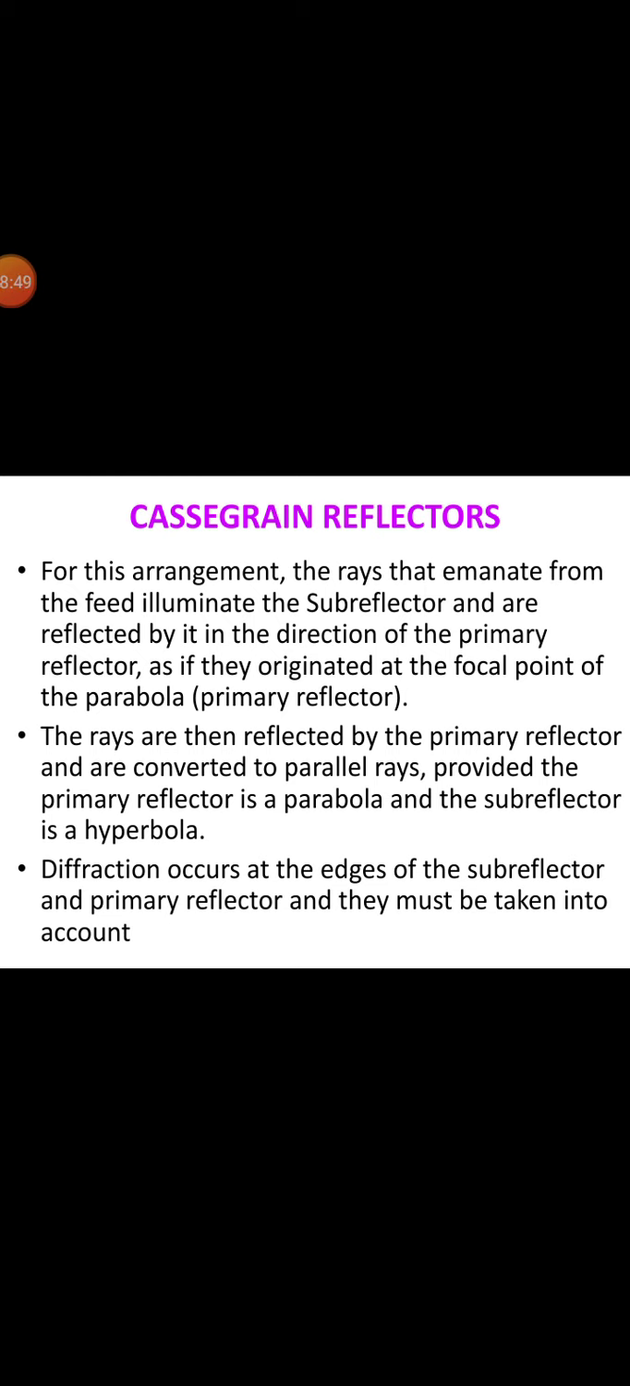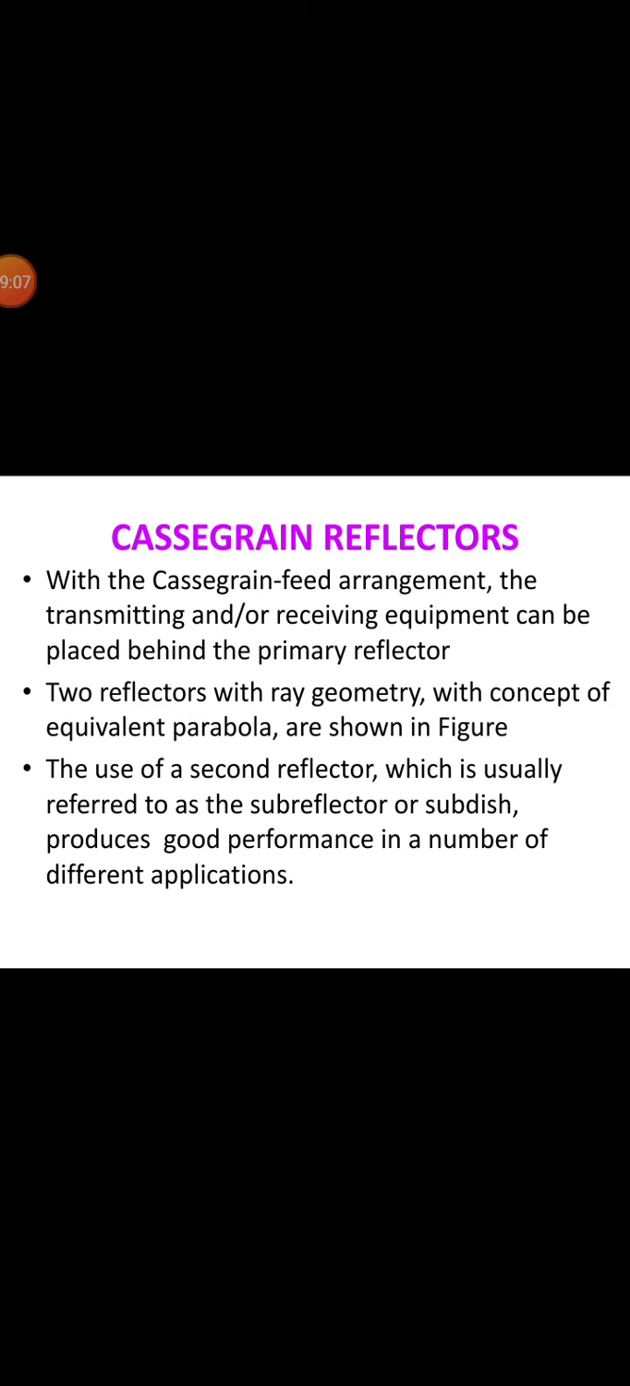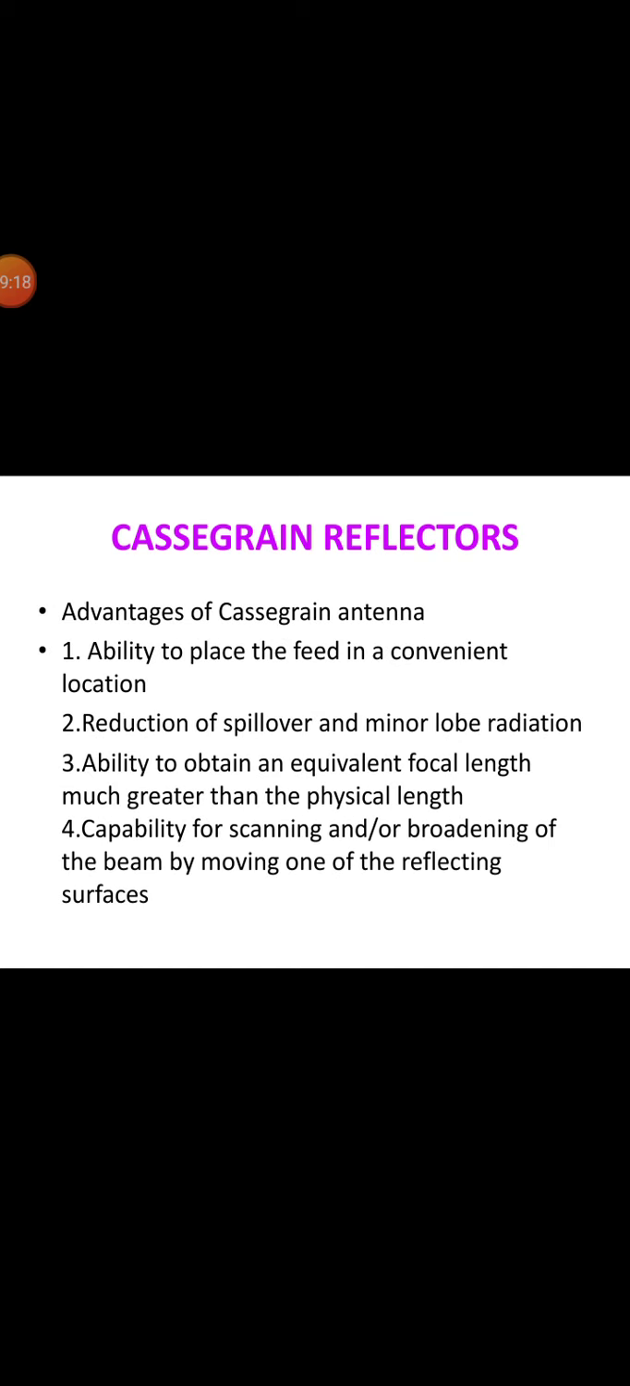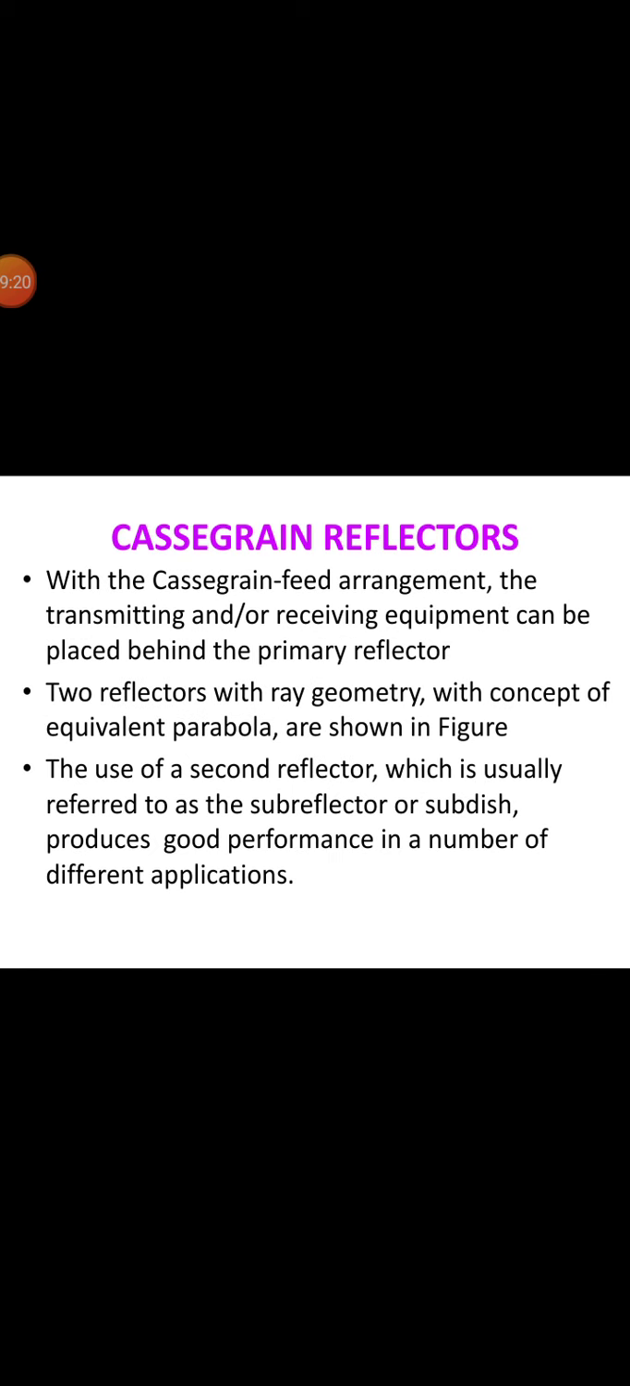The rays are then reflected by the primary reflector and are converted to parallel rays, provided the primary reflector is a parabola and the subreflector is a hyperbola. Diffraction occurs at the edges of the subreflector and primary reflector, and it must be taken into account. With the Cassegrain feed arrangement, the transmitting and receiving equipment can be placed behind the primary reflector. Two reflectors with ray geometry and the concept of the equivalent parabola are shown in the above figure.